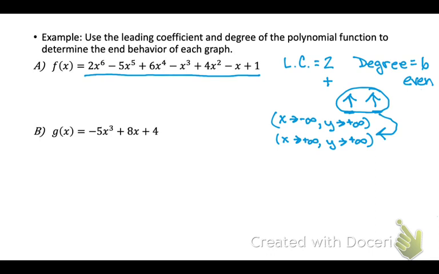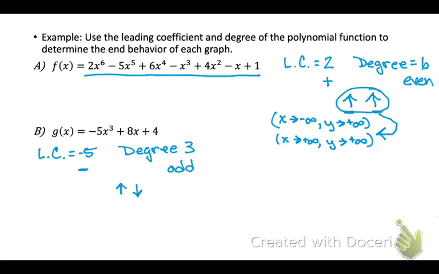So on B, is it in standard form? Okay. What is the LC? Negative 5. Degree is 3. And the degree is 3. So it is negative, odd. So that means it ends where? Down. So that means it started up because it's odd, right?